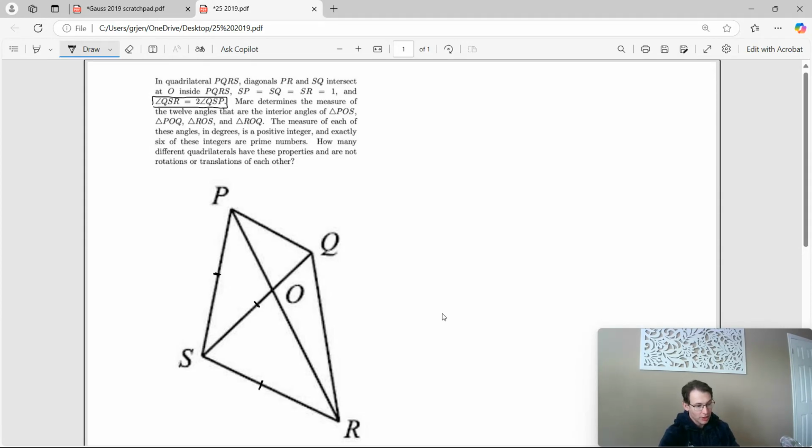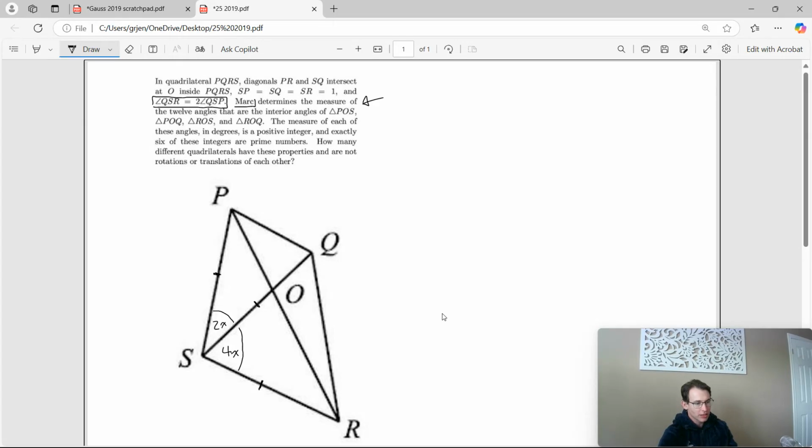So I'm going to call this 4x, and I'm going to call this 2x. Why didn't I call them x and 2x, and why did I choose 4x and 2x? You'll see why in a second. I'm avoiding fractions.